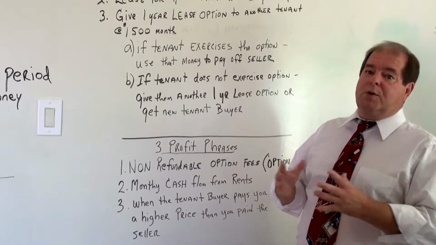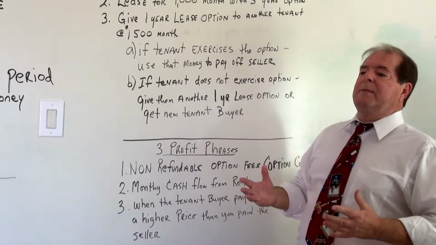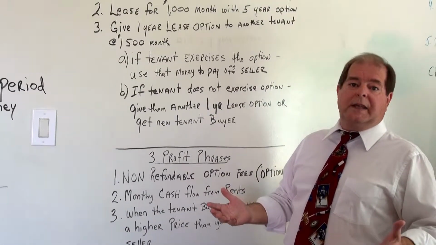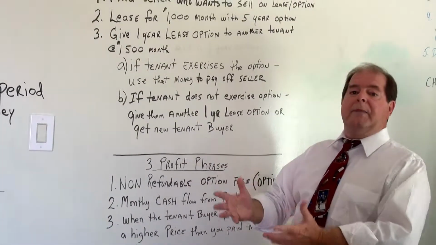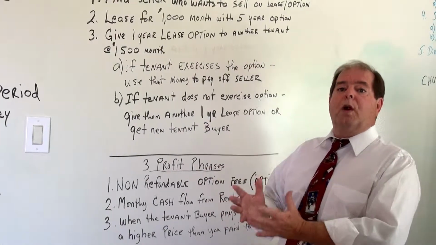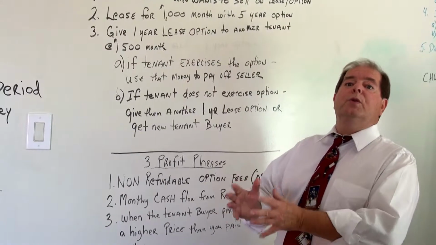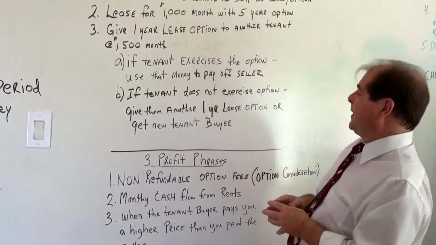However, you can also put other things up. Let's say you don't have any money, but you can manage the building. Let's say it's a 20-unit apartment building you got the option on. Okay, well, you can become the manager and do the manager work for free, so to speak. That's your option consideration to the seller or the landlord.